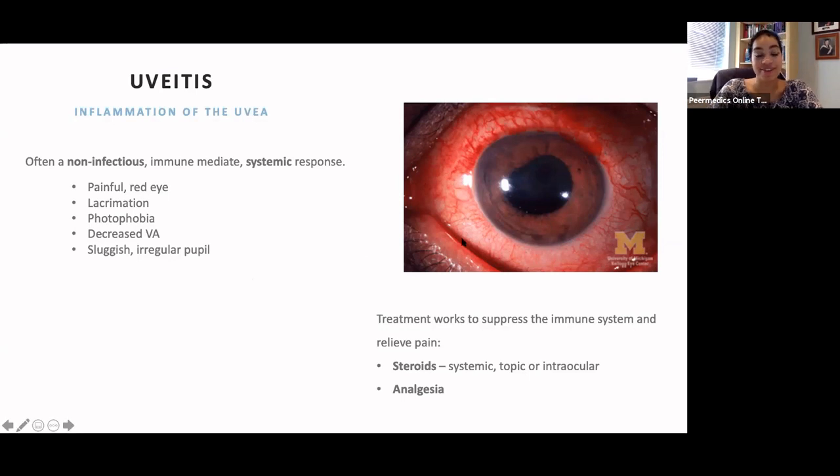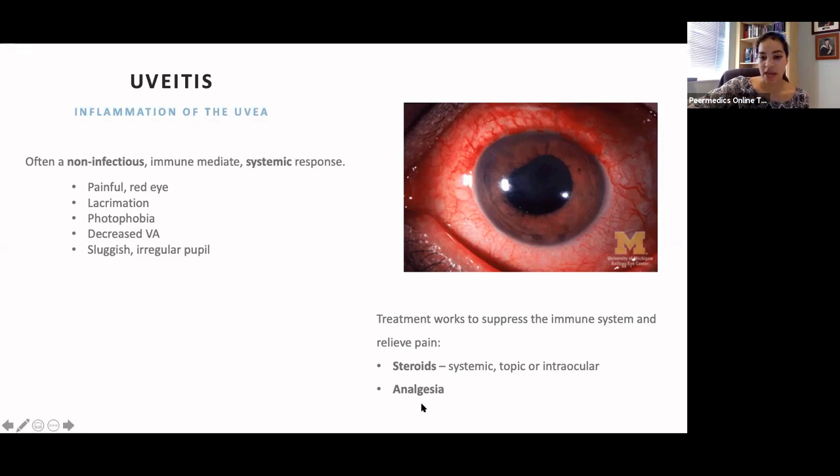Because it's often immune-based, we need to dampen down the immune response. So we give steroids, and that can be topical, intraocular, or systemic, depending on how severe. Usually they try topical, like an ointment. Intraocular is an injection. I've seen this done, and it's horrible, because they hold their head like this, and they put it in. But the person having it done seemed fine. It was just me. And then systemic, that's taking an oral tablet, usually.